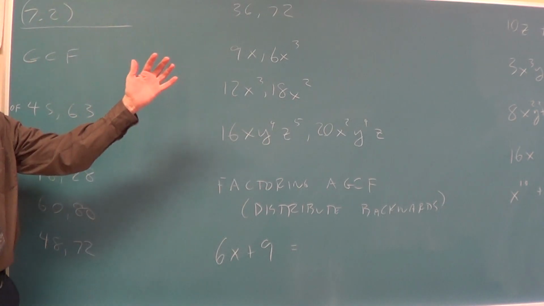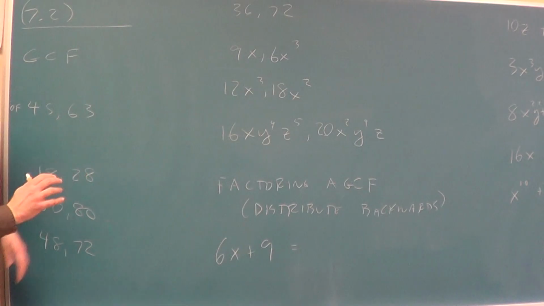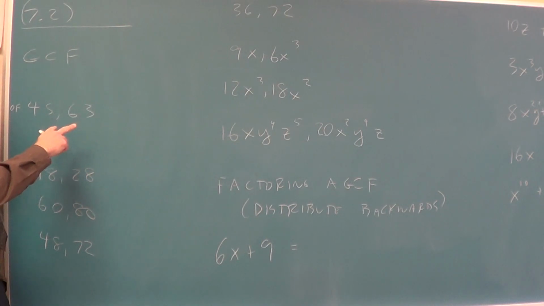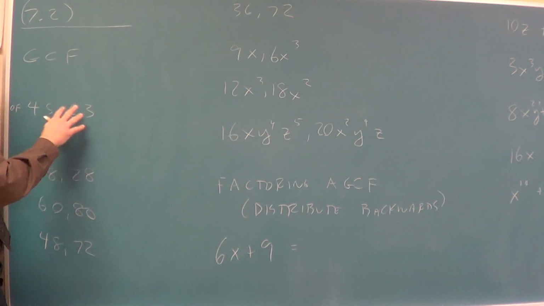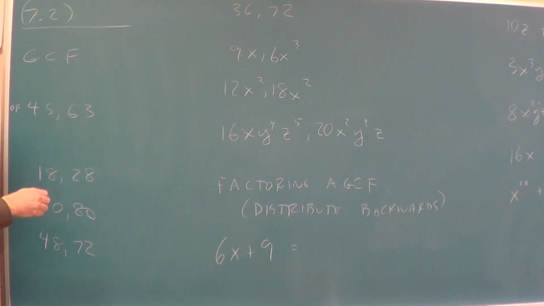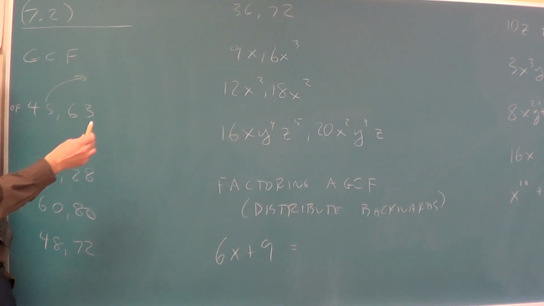Multiples are going to get bigger. Factors are numbers that tend to be smaller. So we need some kind of a smallish number that can do what to these? Divide into them. So we need a smallish number that divides into them, but we want it to be as big as we can find. So one way to do this would be just try to list numbers that go into 45.